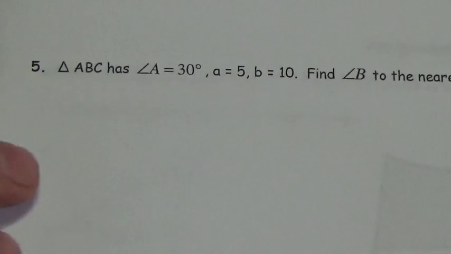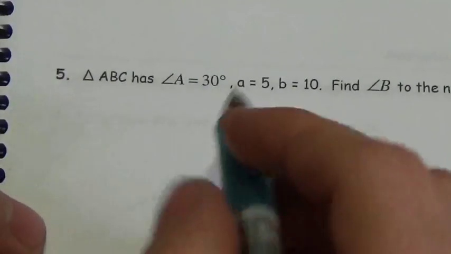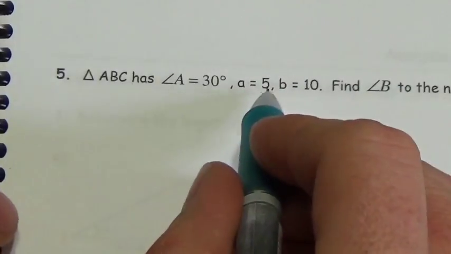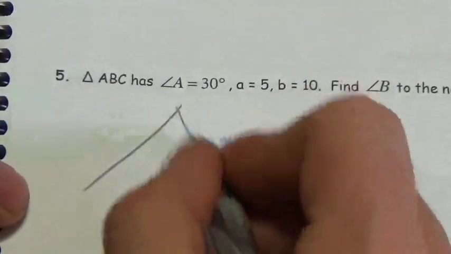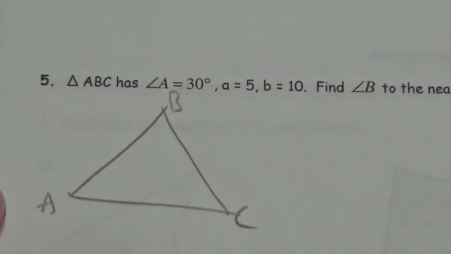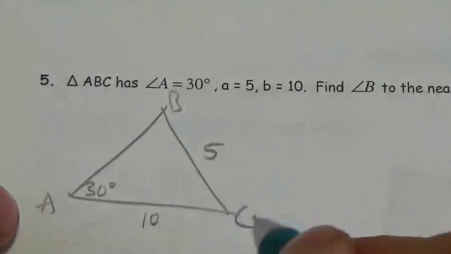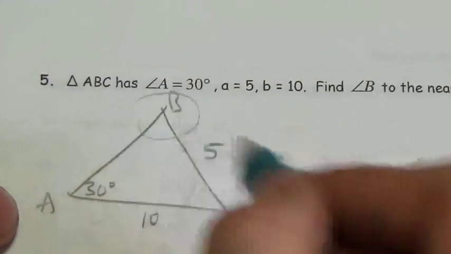All right, so now you've seen the three possibilities here. Let's just try another one. Triangle ABC has angle A is 30 degrees, a is 5, b is 10. Let's just draw this out here. A, B, C. Okay, A is 30 degrees, little a is 5, little b is 10. We want to find angle B.